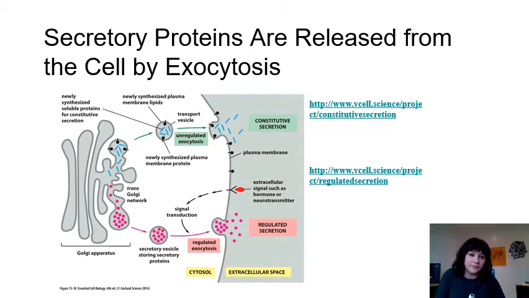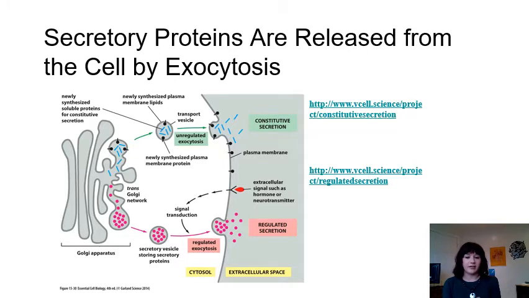Now, let's talk more in detail about exocytosis, right? Secretion of proteins from the cell. So these proteins, once they get to the Golgi apparatus, can be secreted by two mechanisms that you should know. One is called constitutive secretion and the other is regulated secretion. Constitutive means like constant or always on. And so that means that as soon as a vesicle is made, it's going to travel to the surface of the cell and be released.